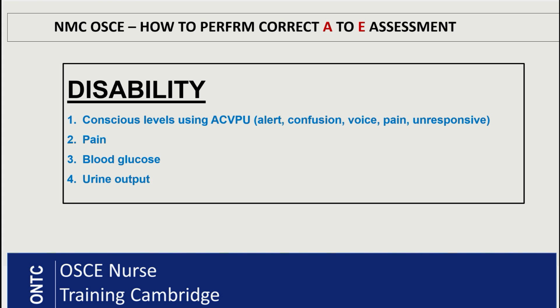Now, blood glucose and urine output is not given to you in your overview history form for assessment station, but you can ask the examiner for the reading. So you can ask the examiner for the recent blood glucose of your patient and how is their urine output. Okay, and then you know that, but you do need to then verbalize it. So examiner will give you reading for blood glucose, they will give you reading for urine output, and then you need to comment on it that that's your blood glucose, that's your urine output.